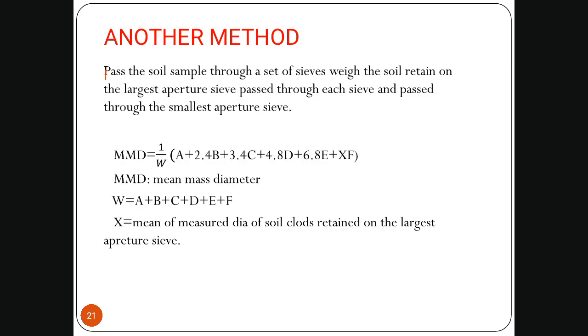Now another method is to pass the soil sample through a set of sieves, weigh the soil retained on the largest aperture sieve, and pass it through each sieve down to the smallest aperture sieve. So you can calculate the mass mean diameter: MMD is equal to 1 upon W times (A plus 2.4 B plus 3.4 C plus 4.8 D plus 6.8 E plus X F), where MMD is the mean mass diameter, W is equal to the summation of A, B, C, D, E, F, and X is the mean measured diameter of the soil retained on the largest aperture sieve.